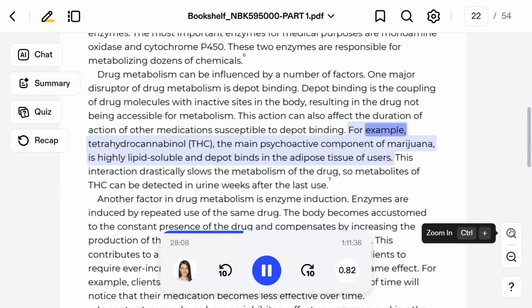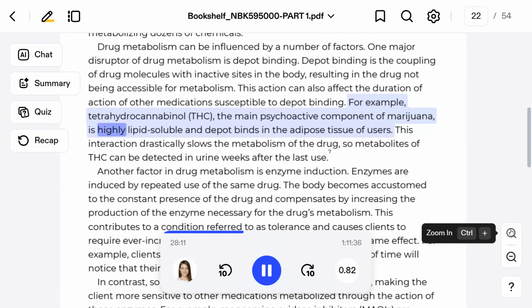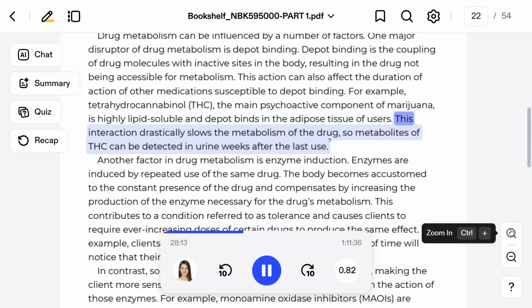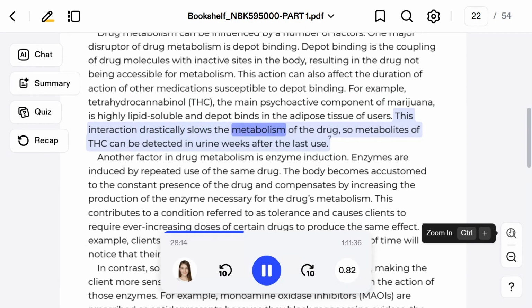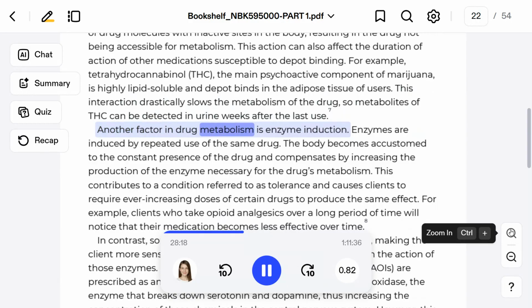For example, tetrahydrocannabinol, the main psychoactive component of marijuana, is highly lipid soluble, and depot binds in the adipose tissue of users. This interaction drastically slows the metabolism of the drug, so metabolites of THC can be detected in urine weeks after the last use. Another factor in drug metabolism is enzyme induction.